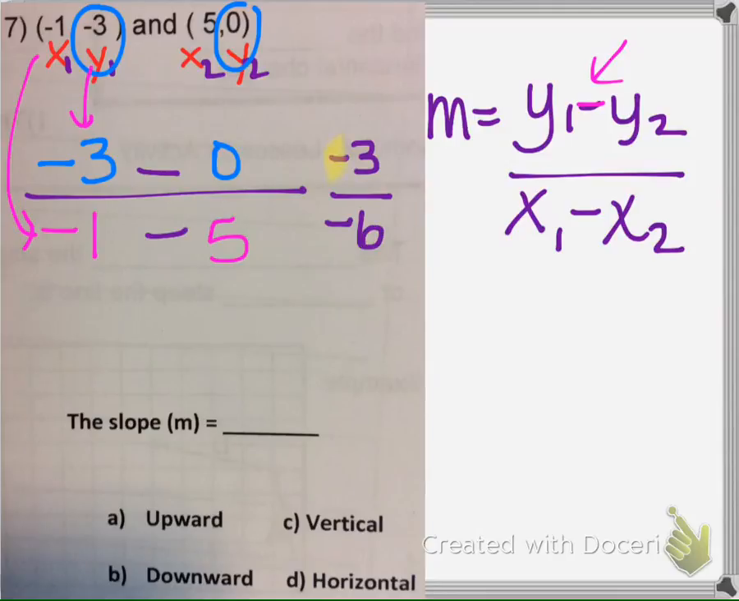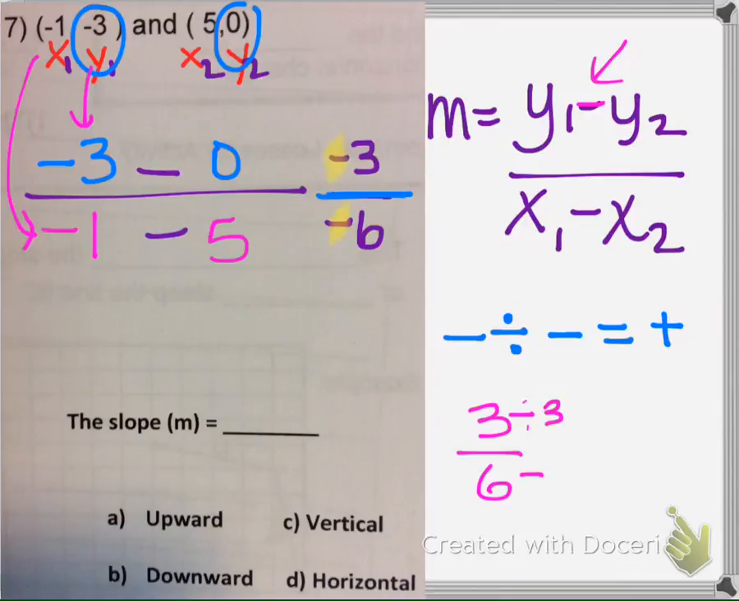So here we have a negative over a negative. So we have to think, what's a negative divided by a negative? Because a fraction mark means divide. So hopefully you're thinking that equals a positive. So this means that our slope is positive. And then 3/6 can be divided both by 3. It has a common factor of 3, so we'd get 1/2. So the slope is positive 1/2.